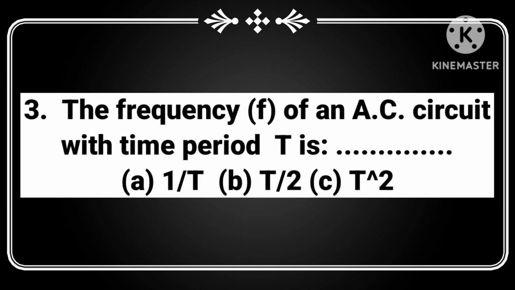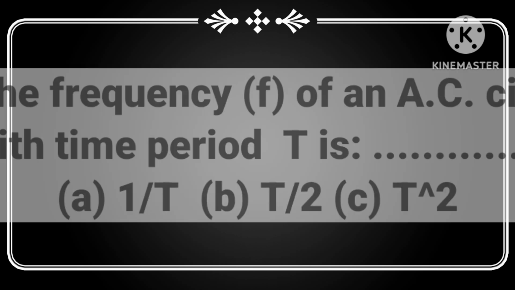The frequency f of an AC circuit with time period T is dash. A. 1 upon T, B. T upon 2, C. T square, and correct answer is 1 upon T.